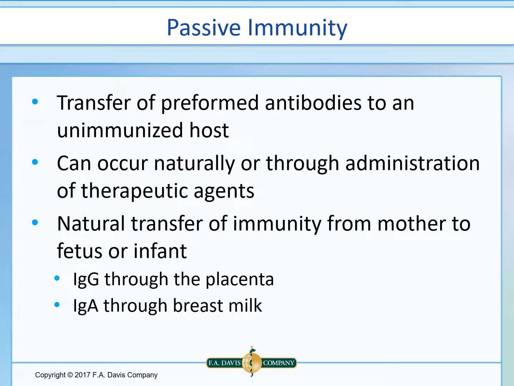So now we've discussed the various vaccines and immunizations that confer active immunity. Next, we'll talk about passive immunity. So remember, we previously discussed that passive immunity results from the transfer of preformed antibodies to an unimmunized host. So antibodies can be transferred naturally to a mother's fetus or infant in two ways. The pregnant woman's IgG antibodies pass through the placenta to the unborn fetus, or maternal IgA antibodies are transferred in breast milk and ingested by the infant during nursing.